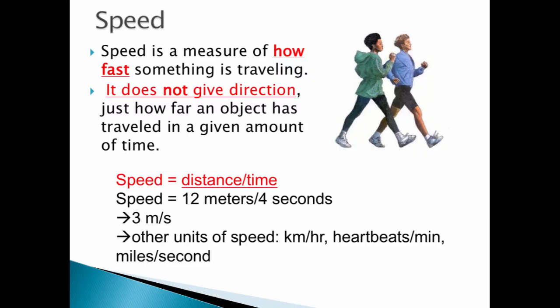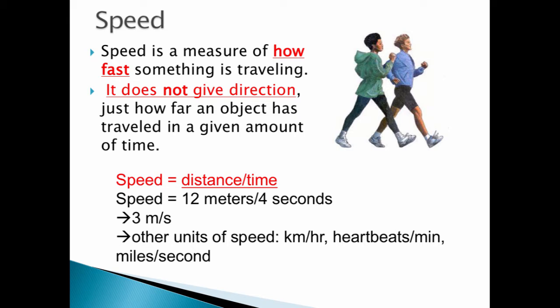We know that speed is a measure of how fast an object is traveling or how far an object is traveling in a certain amount of time. But speed does not give direction. It is simply just how far an object travels in that certain amount of time. To calculate speed, we know the formula for speed is distance divided by time. So therefore, those two variables are something that you're always going to have to calculate speed.